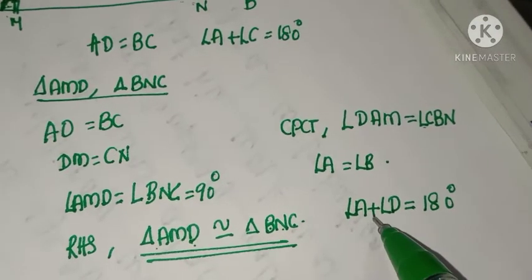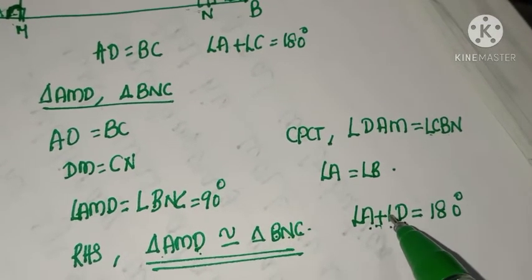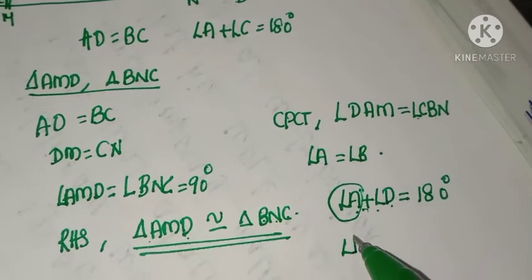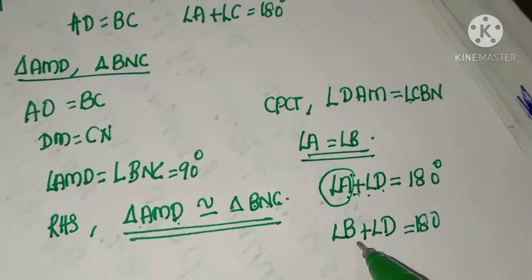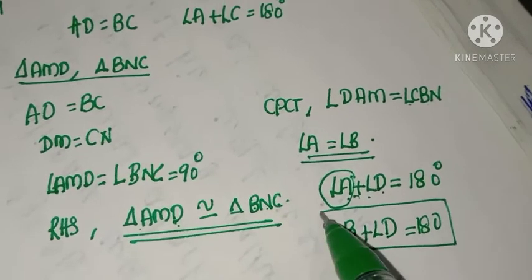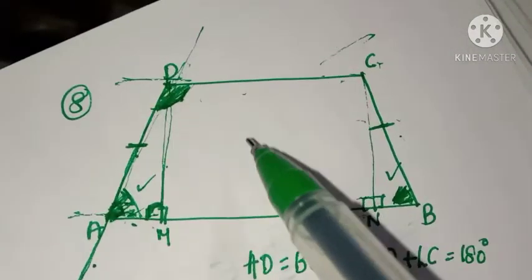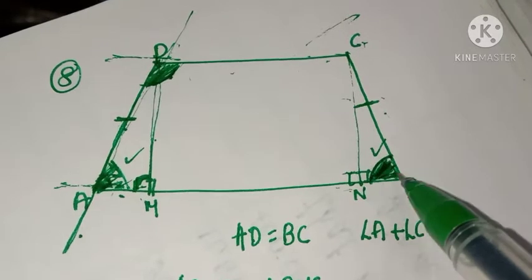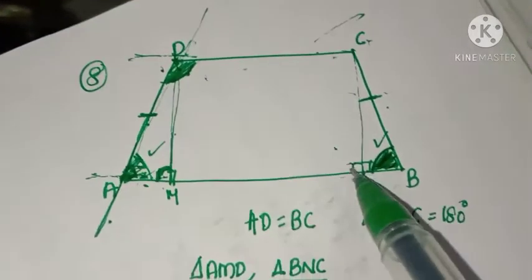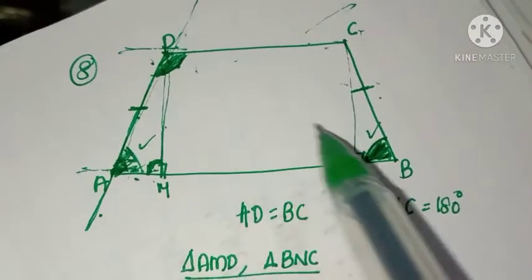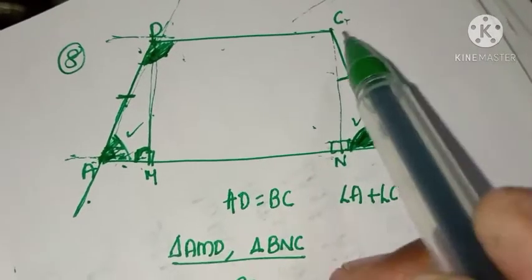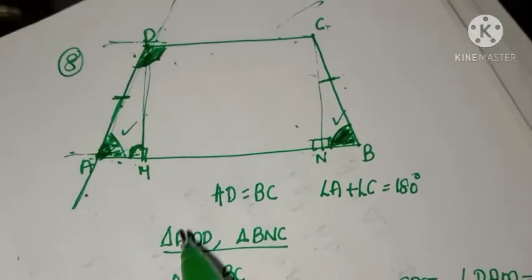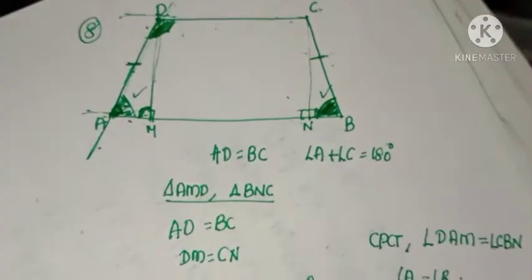Now listen, in this A plus D, we can replace angle A with angle B. What is the reason? Because we already proved angle A and angle B are equal. So we get angle B plus angle D is equal to 180. Look here, angle B and angle D. The sum of these two angles is 180, which means opposite angles are supplementary. Opposite angles being supplementary means ABCD is cyclic. So that is question number 8.